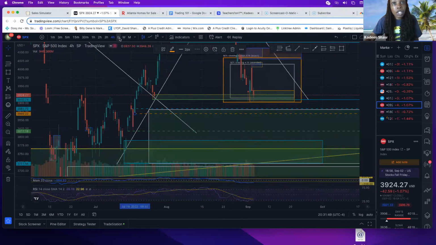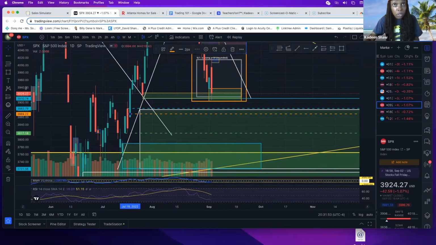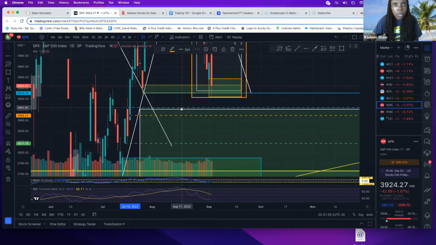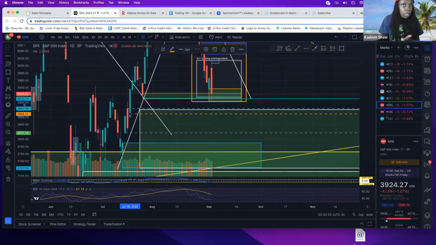So now I have these two, and these two are potential proximal lines. I'm going to use your language. So these are potential zones. So this is a potential daily proximal. This is a potential 4 hour proximal. Am I gonna take a trade from it? No, I'm not. That's not the zone I want. But I want to see what price is doing as it's approaching my zone.